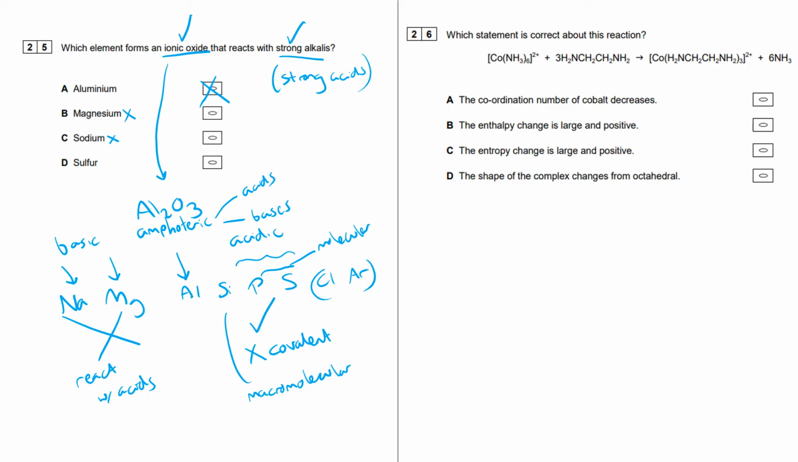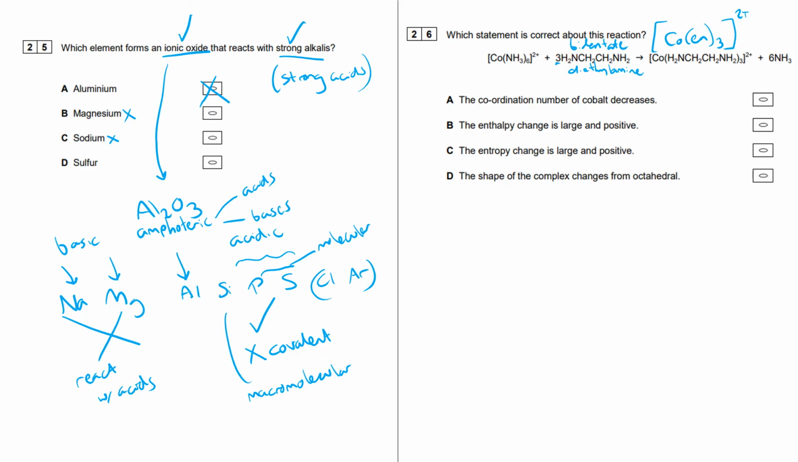Question 26. Which statement is correct about this reaction here? So we've got hexaamine cobalt that's reacting with diethylamine. That's a bidentate ligand. So you've got 3 bidentate ligands being added, and we're getting this complex over here where you've got 3 bidentate ligands bonded. That's an abbreviation. And 6 ammonia is given off.